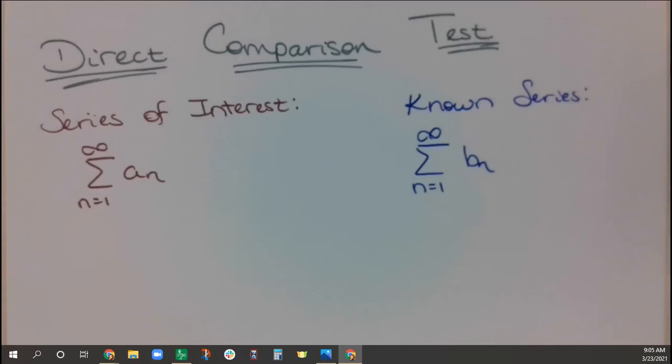In our video today, we are going to look at the direct comparison test as yet another test that we can use to determine convergence or divergence of an infinite series.